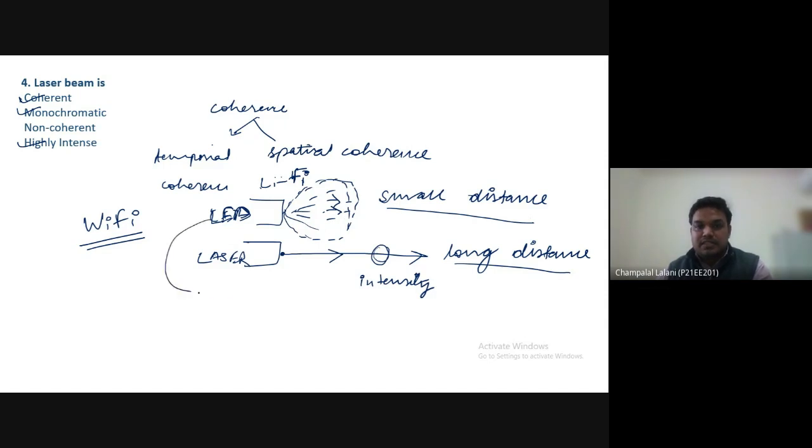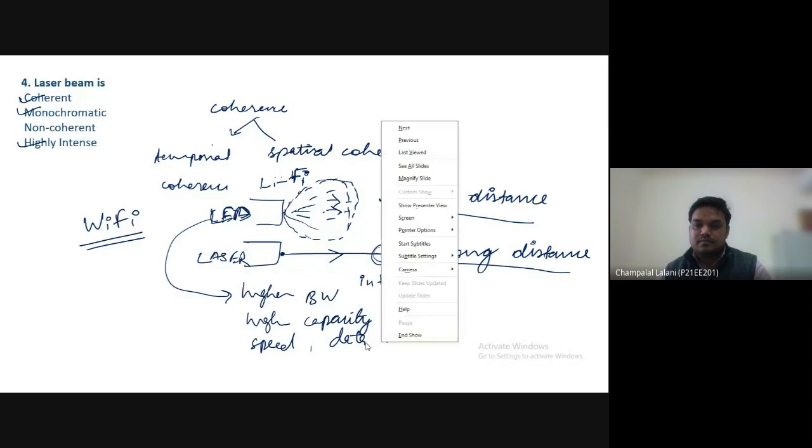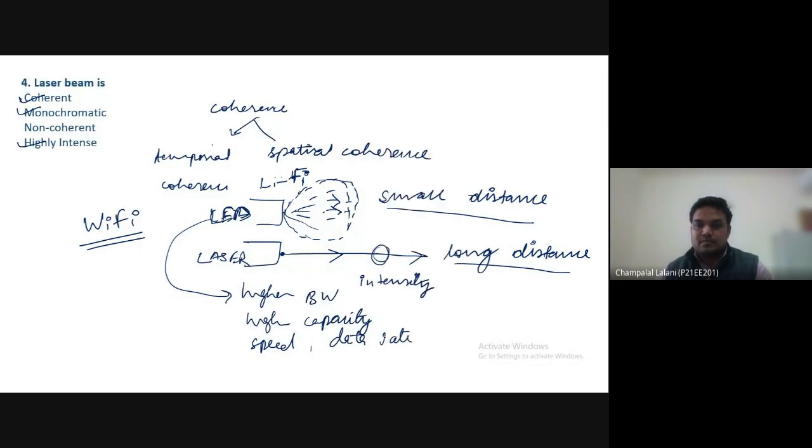And in coming time, this is very important. Why is it important? Because, as you all know, light has higher bandwidth, higher capacity, and speed in terms of data rate. These are the benefits of light. So in coming times, in place of Wi-Fi, Li-Fi can be used.